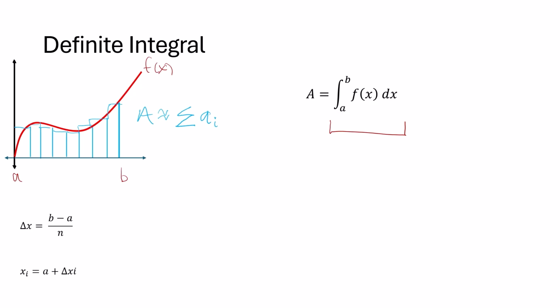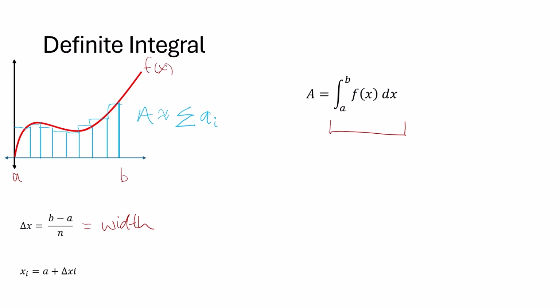I'm going to call delta x equal to the width. You can memorize this formula, which is b minus a divided by n, or you can think through it logically. I have an interval from a to b, and I want to divide it into n number of rectangles. So I take my length, b minus a, and divide it by n. I also want to know the height.